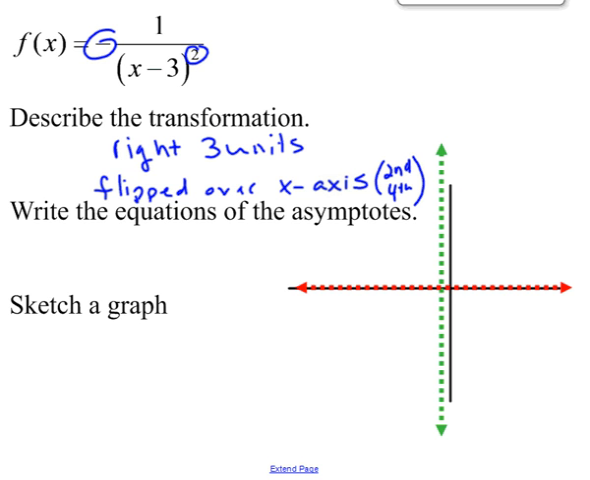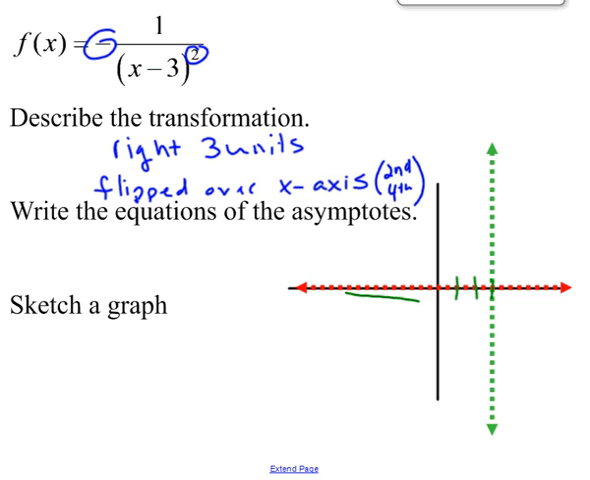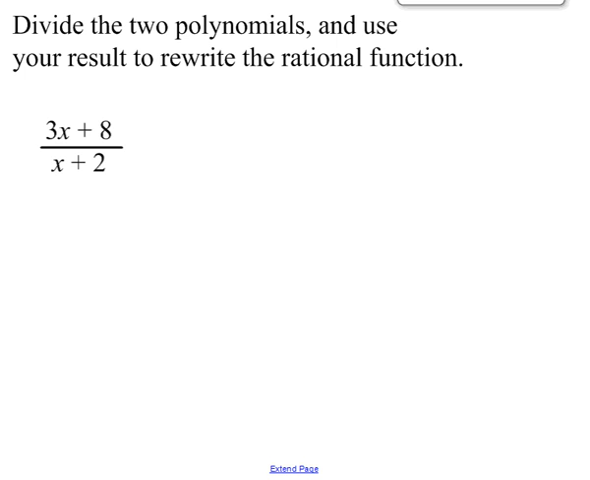So I'm going to take my vertical asymptote here and move it over 3 units. So we'll say that's 1, 2, 3 units. And I'm going to flip it, and it's going to look like a volcano. So again, remember it's going to be bounded by the line y equals 0 and the line x equals 3. So x equals 3 is our vertical and y equals 0 is our horizontal. Again, it's very important that you're writing equations.